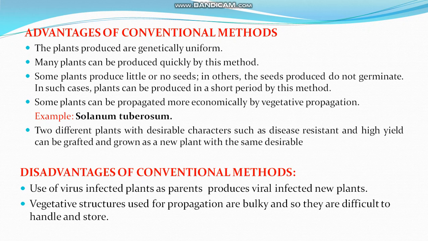Fourth, some plants can be propagated more economically by vegetative propagation. Example, Solanum tuberosum. Fifth, two different plants with desirable characters such as disease resistance and high yield can be grafted and grown as a new plant with the same desirable characters. Disadvantages of the conventional method. First point, use of a virus infected plant as parent produces virus infected new plants. Second, the vegetative structures used for propagation are bulky, so they are difficult to handle and store.